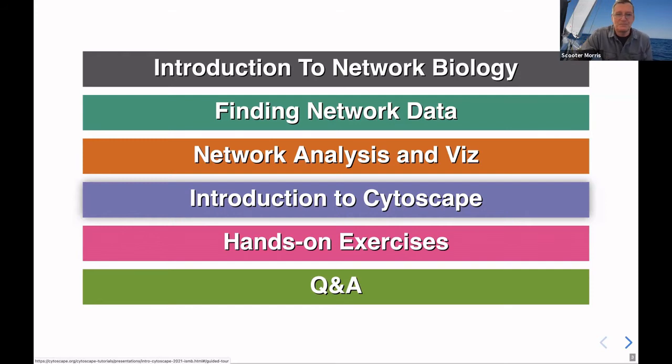Okay, this is the rough outline. I'm going to talk a little bit about network biology to get us level set. I'm going to talk about how you go about finding network data. Tina already talked a little bit about pathways, and we'll talk a little bit more about those and put that in context with other kinds of network data. Then we're going to talk very briefly about network analysis. I'm going to literally boil all network analysis down to one slide. But mostly we'll talk about visualization. From there, we'll talk about Cytoscape, and I'll give a brief introduction to Cytoscape, and then we'll dive into the hands-on exercises.